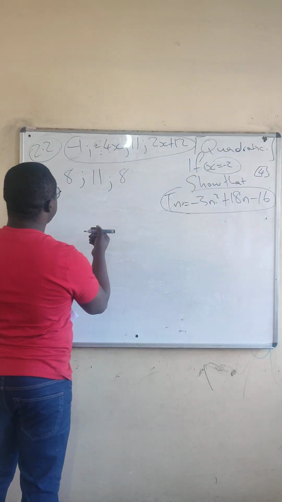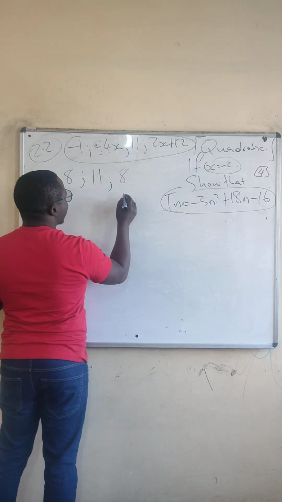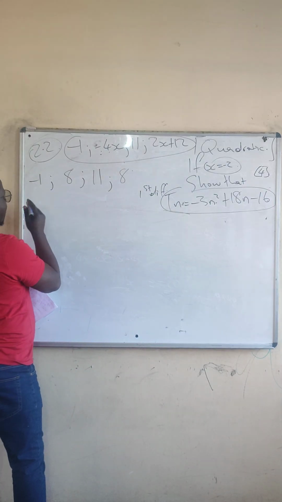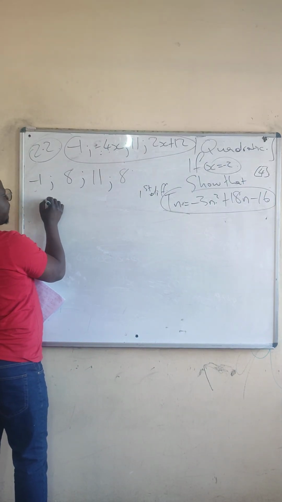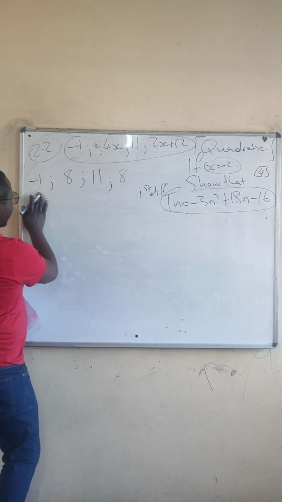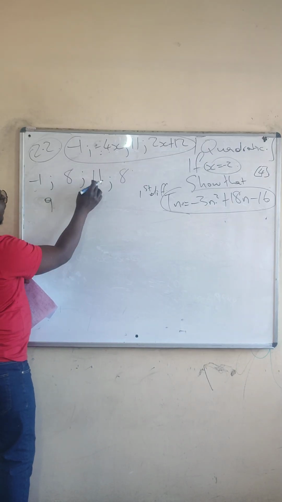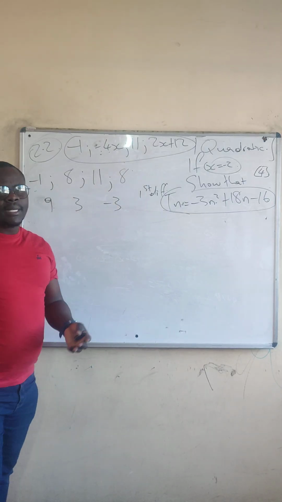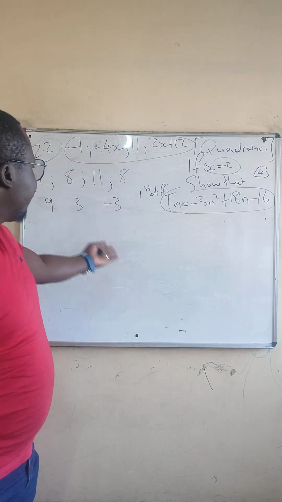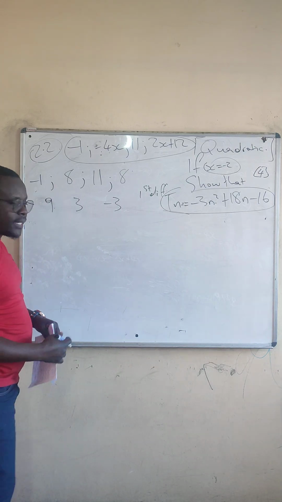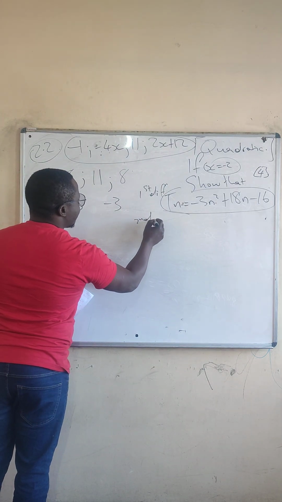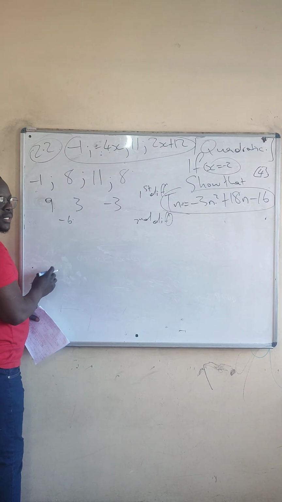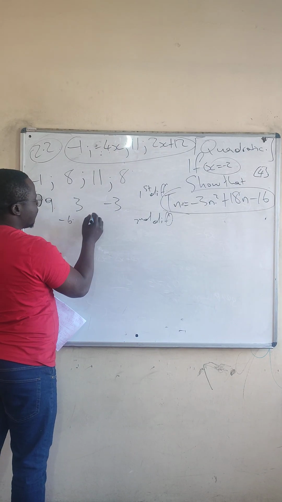After we substitute x, let's find the first differences. 8 subtract negative 1, we get 9. 11 minus 8, we get 3. 8 minus 11, we get minus 3. Our first differences are here. Let's find the second differences. The second difference is 3 minus 9, we get negative 6. Minus 3 minus 3, we get minus 6.